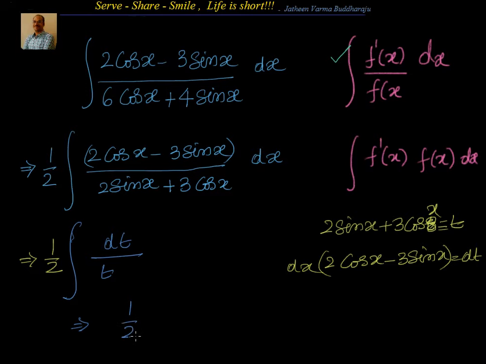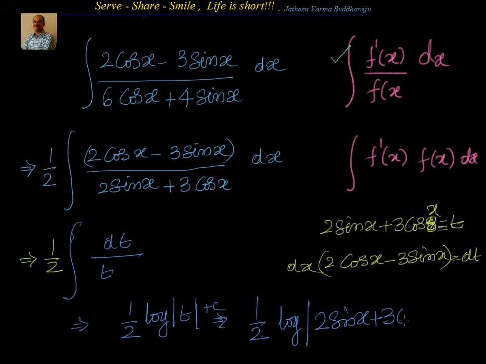We know that it's nothing but equal to half of log t, so we can write it as half of log of (2 sin x plus 3 cos x) plus c. Let's do one more.